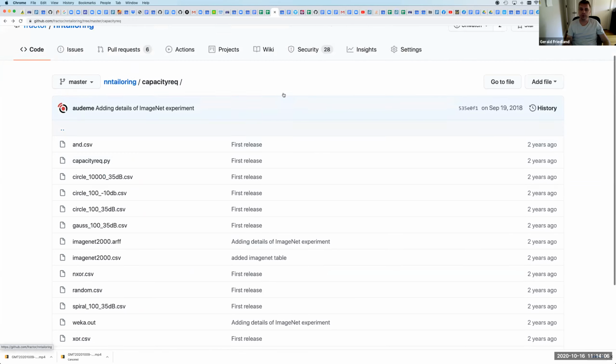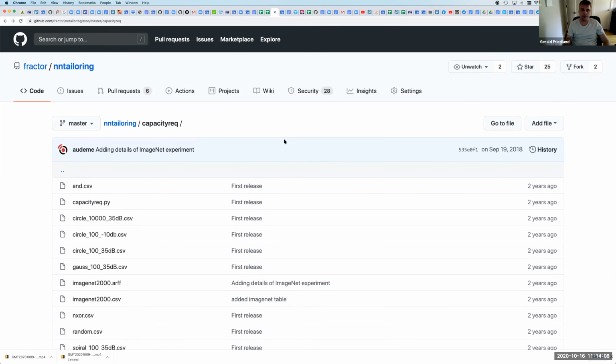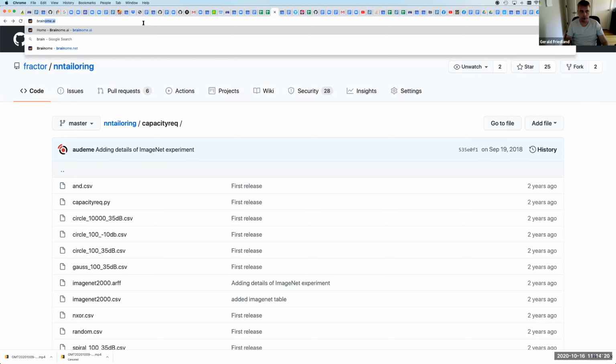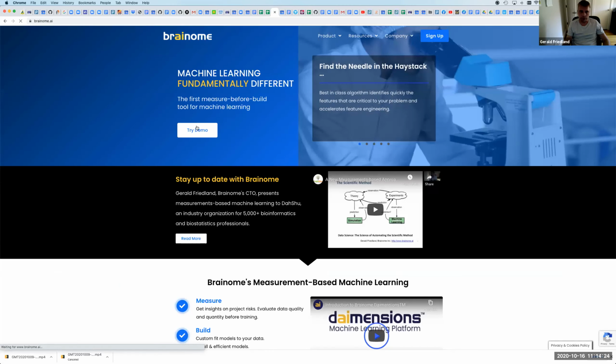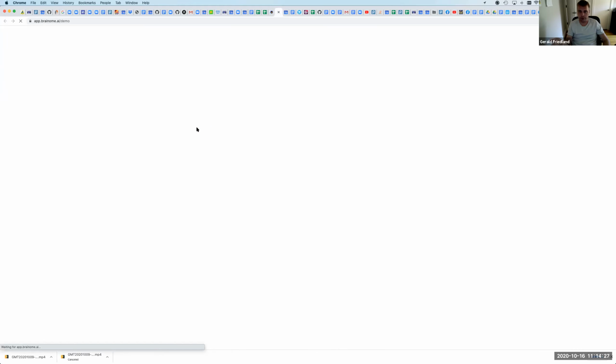This is good for understanding, but if you want a real tool, where you take a real data set and really measure it all out, I invite you to try the Brainome tool, okay? The easiest way to try that out is to try the demo, and then you can go from there.